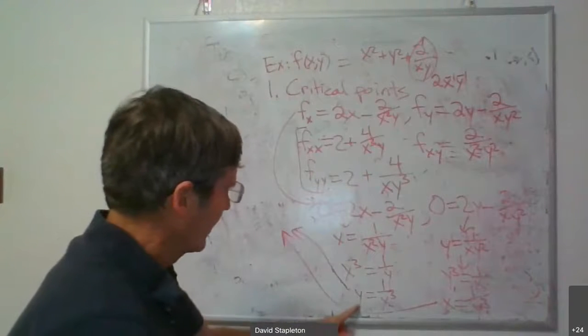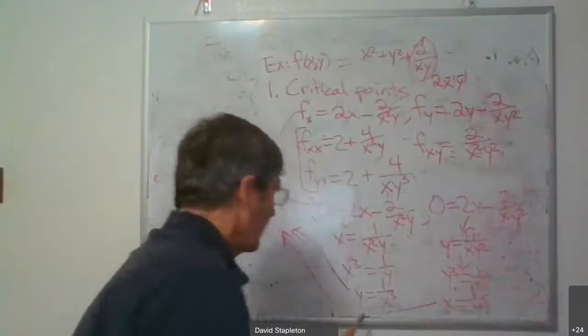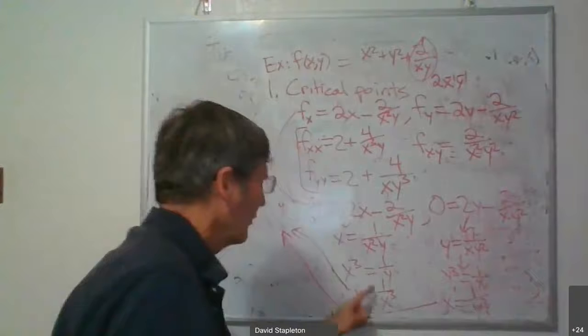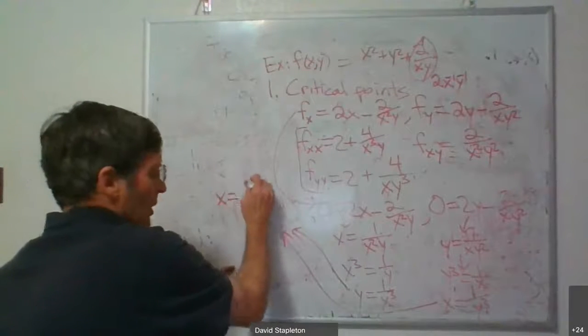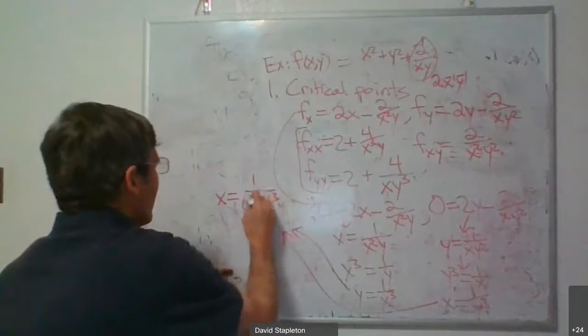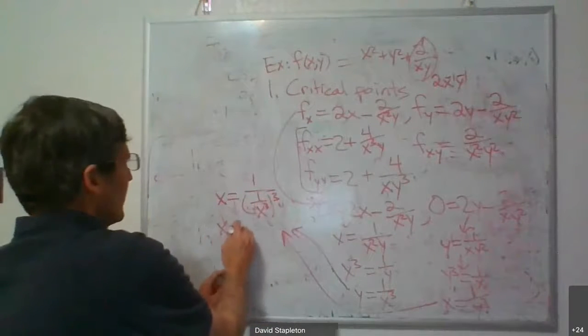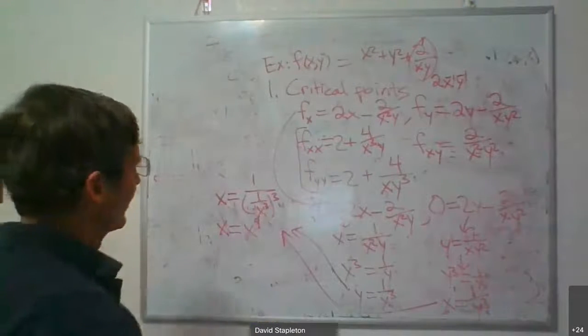Let's replace y in that equation with 1 over x cubed. Then I've got x equals 1 over y cubed, but y is 1 over x cubed. So this is x equals x to the 9th. How about that?